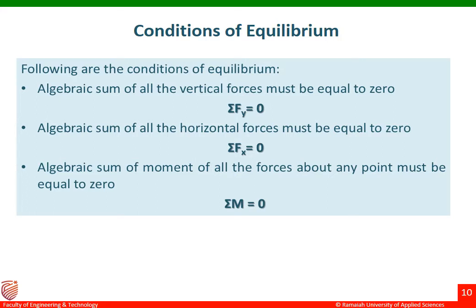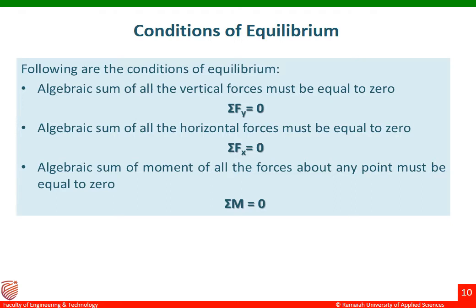Let us go to the second condition, that is the algebraic sum of all the horizontal forces must be equal to 0. Whenever a body is subjected to any horizontal forces, the net effect of all these horizontal forces must be equal to 0. Then only we call the body to be in equilibrium. And the last one is the algebraic sum of moments of all the forces about any point must be equal to 0. So these are the three conditions of equilibrium.